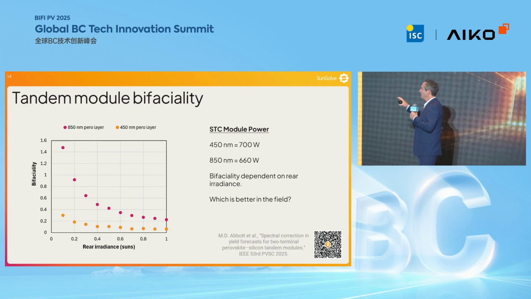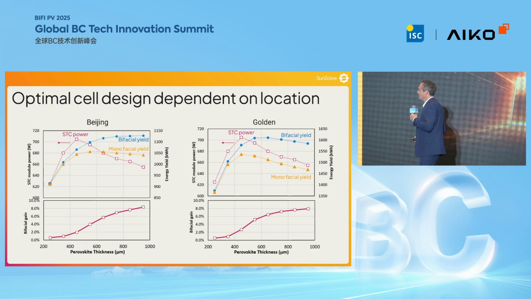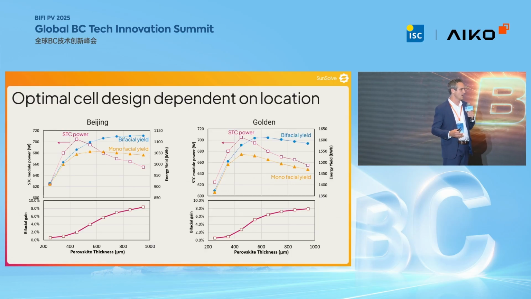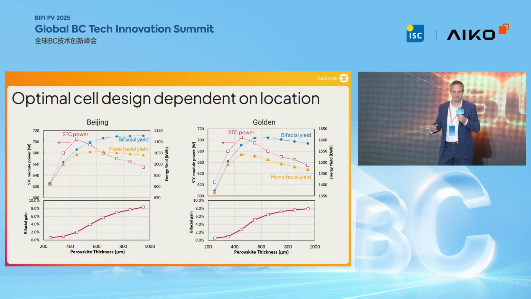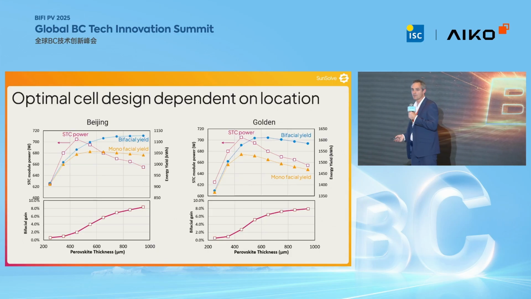So should we be optimizing that for STC power, or should we be looking at it in the field? Again, we can sweep that in SunSolve. We can have a look at how that plays out in terms of STC power, as well as the yield benefits, whether that's bifacial or monofacial, and we can measure that bifacial gain on that system.